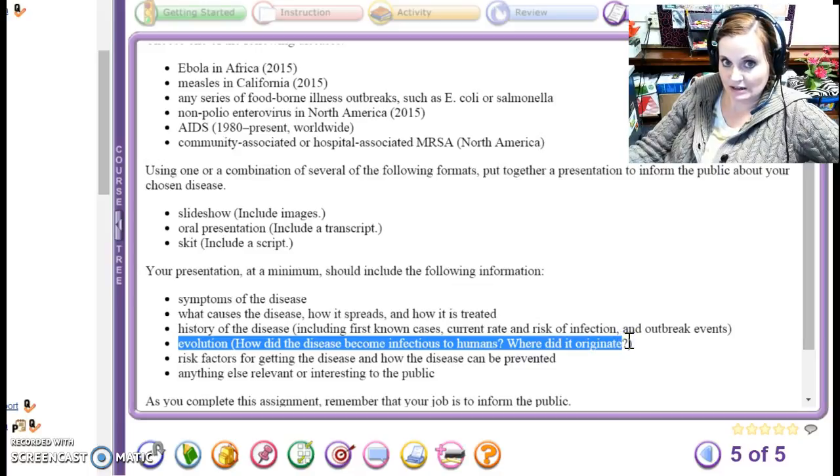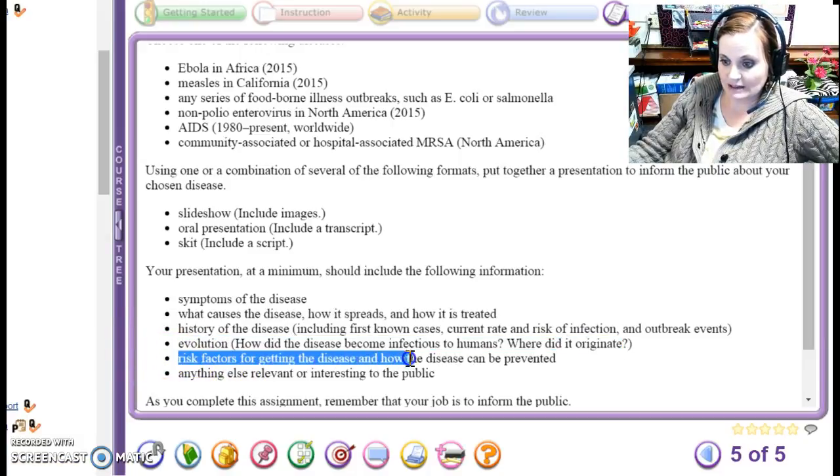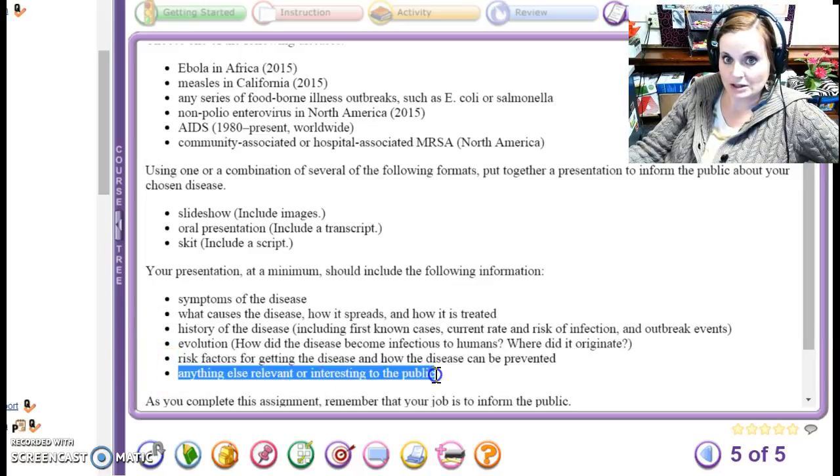Where did it originate? Sometimes that's going to be hard to determine with older diseases, but many of the newer emerging diseases, we can usually trace back to some sort of animal carrier. What are the risk factors for getting the disease, and how can you prevent it? Anything else relevant or interesting to the public?